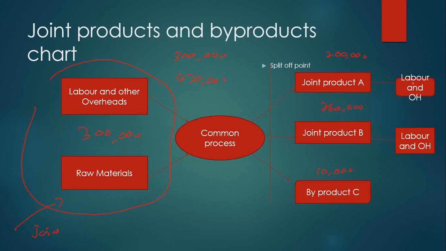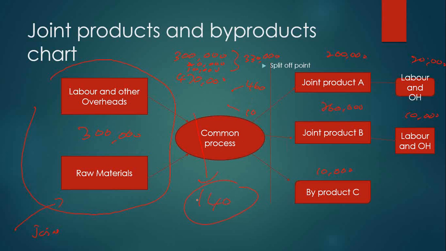But maybe there's another labor and overhead which you are going to add to joint product A, maybe 20,000 and maybe 10,000. So there's another 20 and a 10 going up. So joint cost is 300, but then for product A there's another cost of 20, and for product B another cost of 10,000. Total cost is 330,000. Yes. And you are selling it for 470. The two main products are bringing 460. The byproduct is bringing 10, 470. So ultimately you are left with 140 profit.